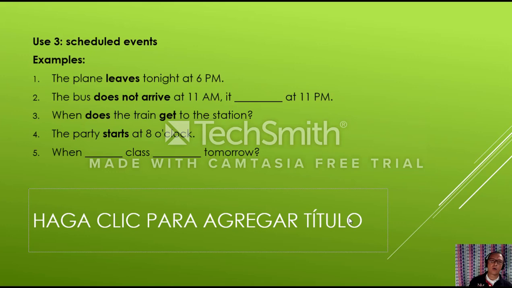Here we have our last and third use, scheduled events in the near future. As was mentioned in the previous slide, mostly with sentences which have a time, such as number 1, 6 p.m., number 2, 11 a.m., 11 p.m., or number 4, 8 o'clock. So the last use is for the simple present, scheduled events in the near future.